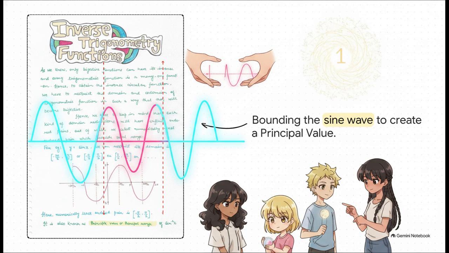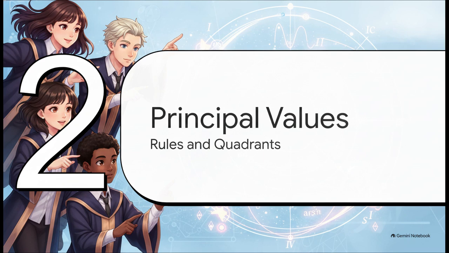The notes refer to this numerically least ordered pair as the principal value or principal range. By forcing this domain restriction, we make the function bijective, giving us one unique output for every single input. Problem solved. Moving right along to part 2, principal values and quadrants.